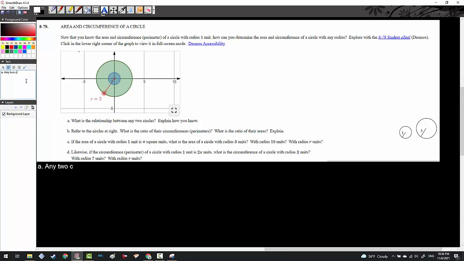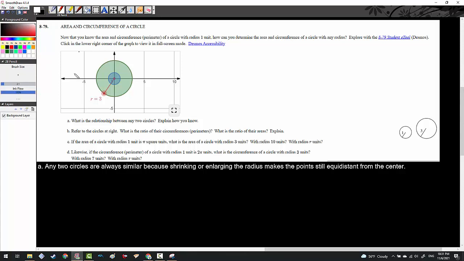Any two circles are always similar because shrinking or enlarging the radius makes the points still equidistant from the center. So one of the advantages of a circle is that they're always similar, which helps us when it comes to solving problems in similarity.